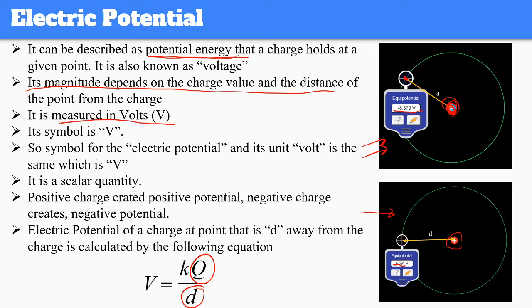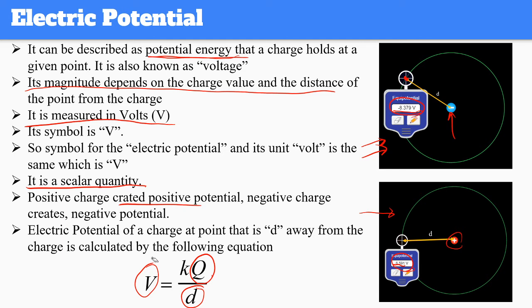And it is measured in volts. And the symbol for potential is also V. So the unit and the symbol of the variable is the same. It's capital V, so you shouldn't get confused with those two. It is a scalar quantity, so there's no direction. There's positive and negative potentials, but that is because of the sign of the charge. If you have a positive charge, then it's going to create a positive potential. If you have a negative charge, then it's going to create a negative potential.